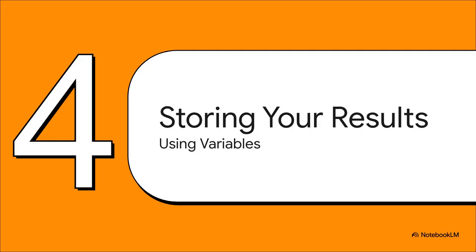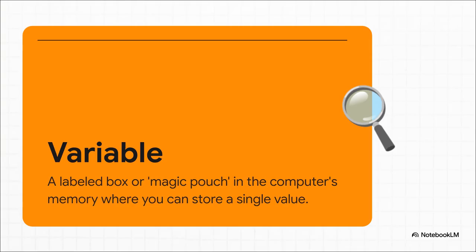Okay, so you've cast a spell, you've calculated a result. Awesome, but what now? What if you need to use that number again later? You can't just keep it in your head. You need a place to store it. And in programming, we do that with variables. The easiest way to think about a variable is like a box in the computer's memory. Personally, I love the magic pouch idea. You give the pouch a name, you stick a value inside it, and then anytime you need that value, you just call out the pouch's name.